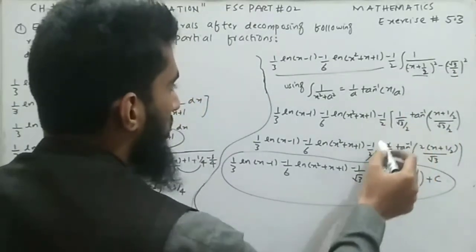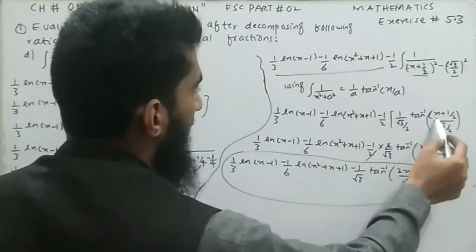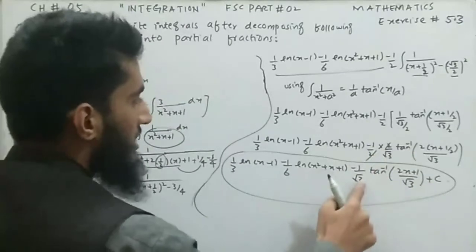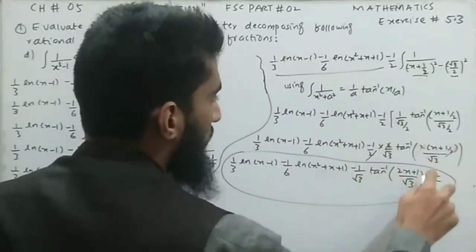Now this 2 will move to the numerator, it becomes minus 1 by 2 into 2 by square root 3 tangent inverse. This 2 will move to the numerator and multiply with x plus 1 by 2, and square root 3 will come down as it is. So it becomes minus 1 by square root 3 tangent inverse of 2 multiplied by x gives us 2x. So 2 cancels with 2, we are left with 1 divided by square root 3.